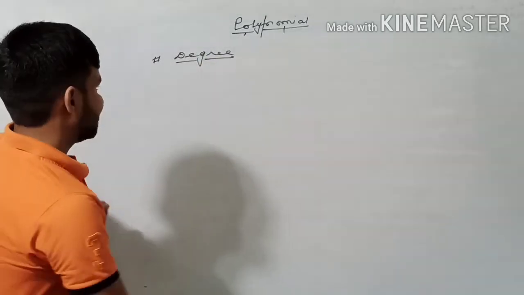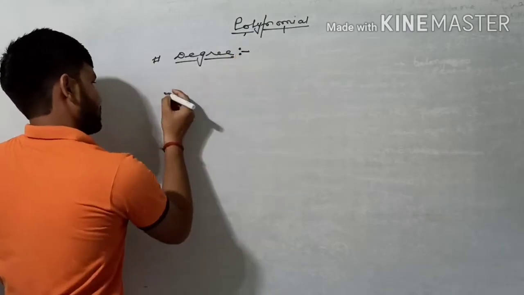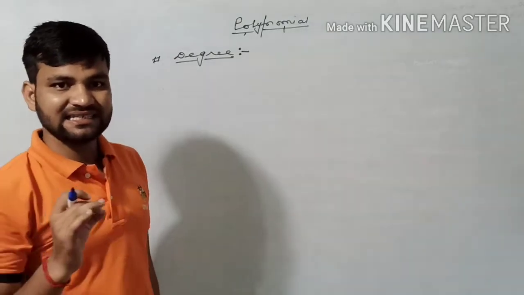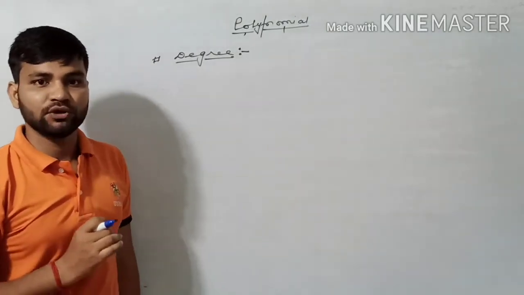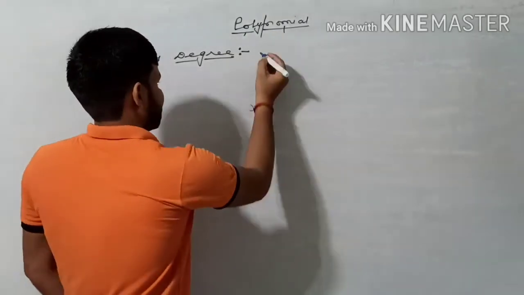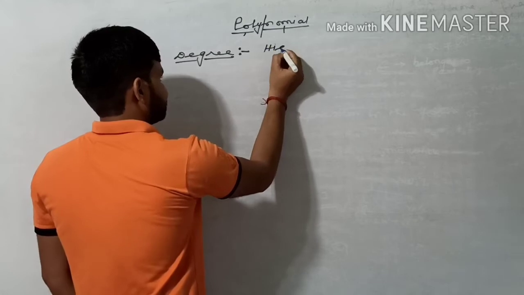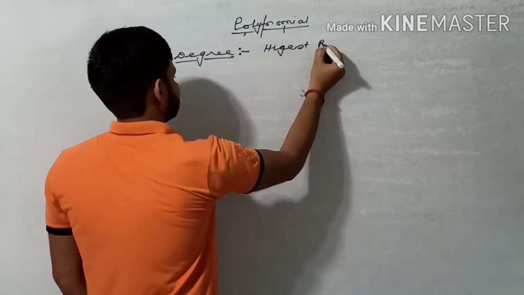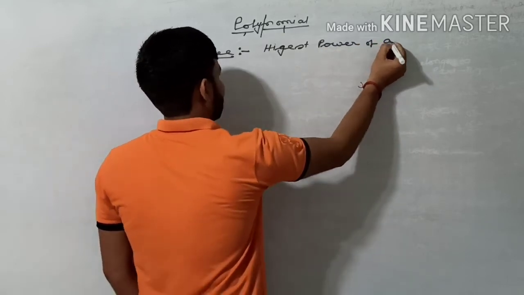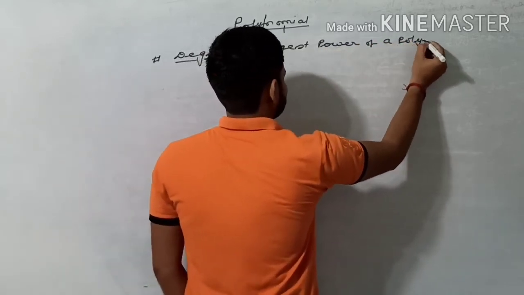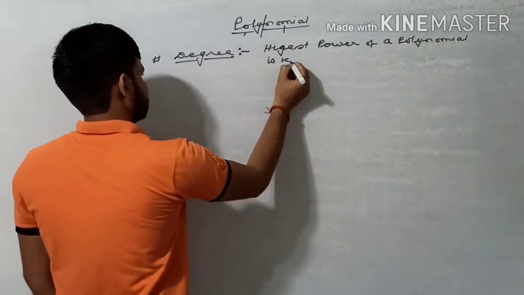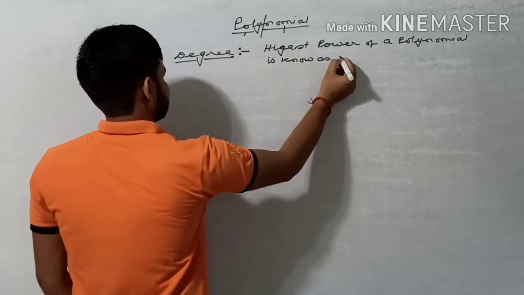Firstly, we understand the degree. Degree, that means the highest power of a polynomial. The highest power of a polynomial is known as degree.